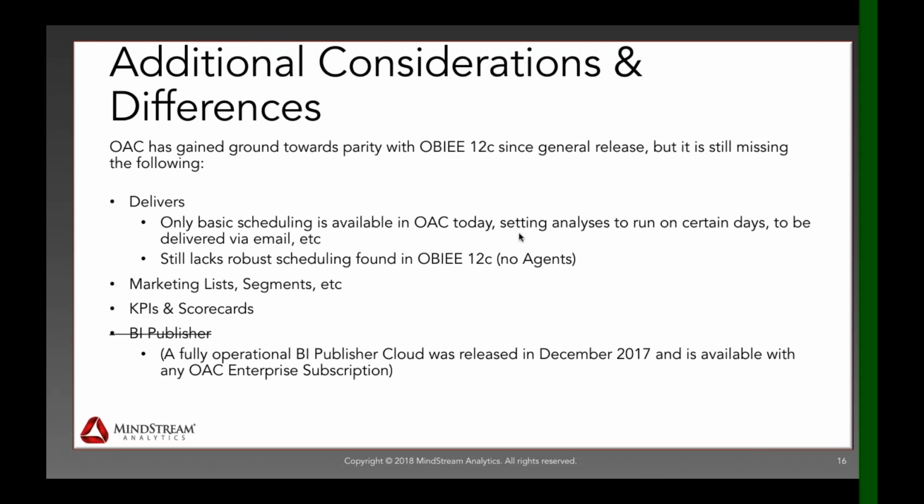There are some additional considerations and differences between OAC and OBIEE that I wanted to highlight here. And the biggest one for me is the delivers piece. OBIEE has a functionality called delivers. It has objects called agents that allow you to have pretty fancy control over how reports and dashboards can be scheduled and distributed. It allows you to define what you're going to run, when it's going to run, and who or where it gets sent to, whether it's via email, to a shared file, or sent via an alert, things of that nature.